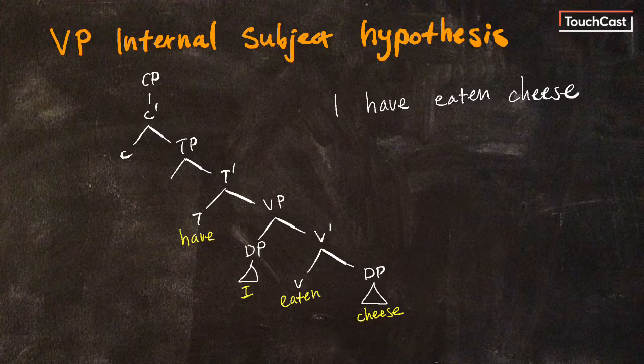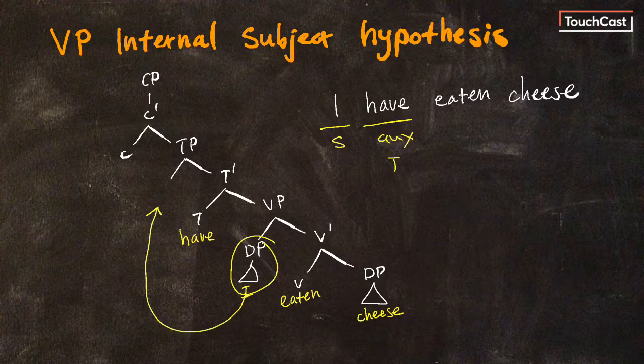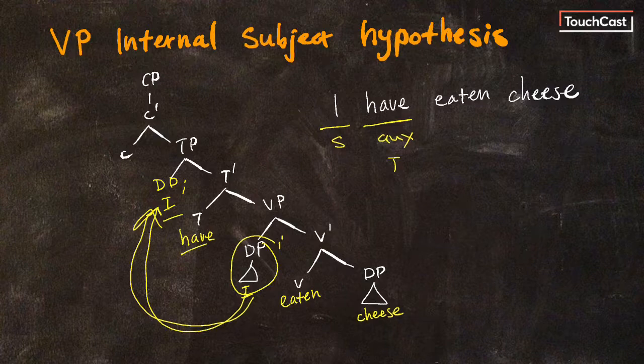You may be wondering, what does this mean for languages like English, in which the subject precedes the word in the T position? Well, it turns out that in most languages, the subject that is created within the verb phrase actually moves to the position we expect it to be in, which is the specifier of the TP. In Irish, it does not move, which is how we are able to generate the VSO sentence order. But in languages like English, French, and really most languages, the DP that's generated within the VP will move, which gives us the correct sentence order of I have eaten cheese.